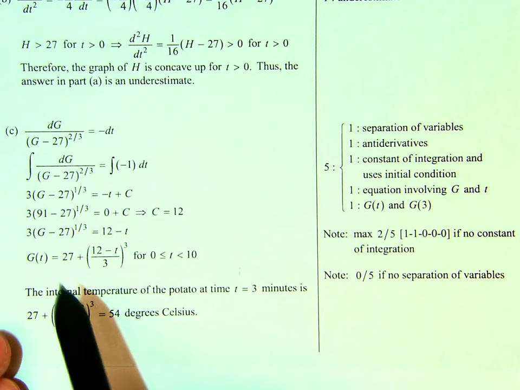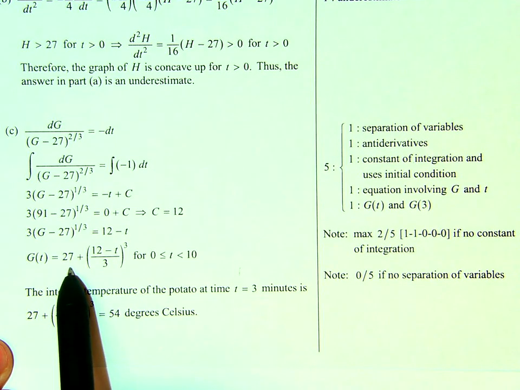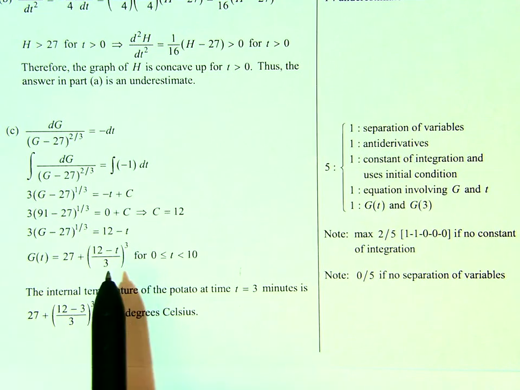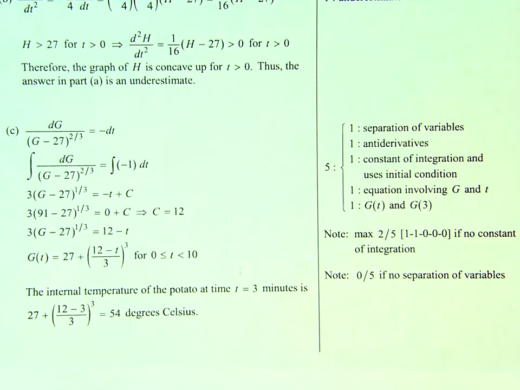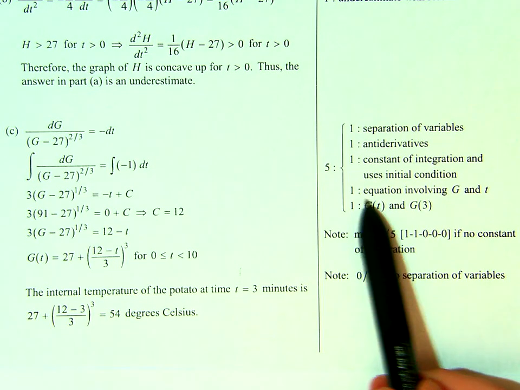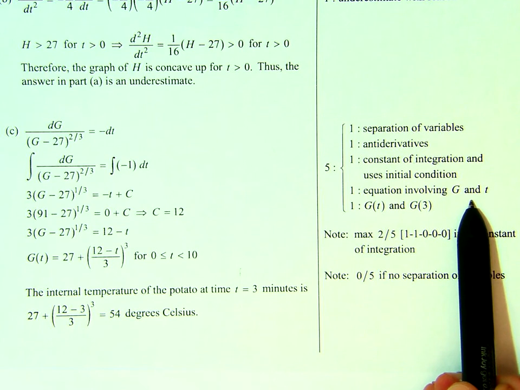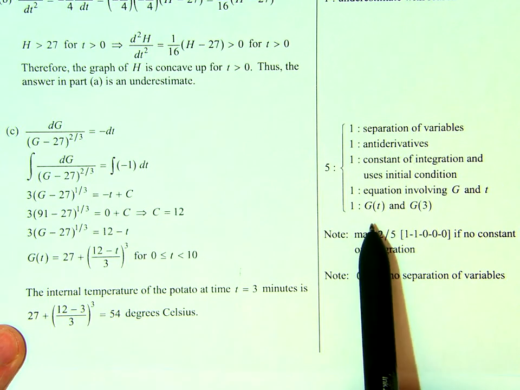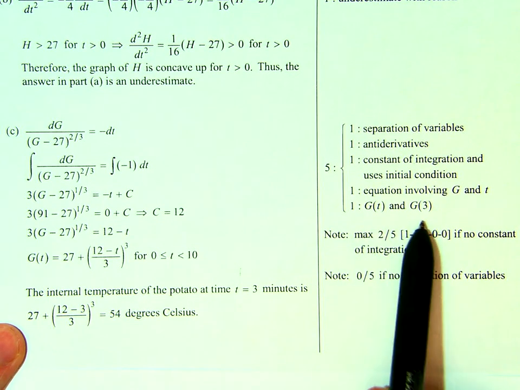So 1 point for getting your g of t equals 27 plus, they wrote this out a little differently. We would have said 4 minus 1/3 t in parentheses cubed. Whatever, it's fine. And then 1 point for getting that function and plugging in your 3 to get your 54 degrees Celsius. I guess the first point didn't have to be a g of t function, just something with g's and t's in there, so maybe something kind of like this line over here. The final point was for solving for g and plugging in your 3.